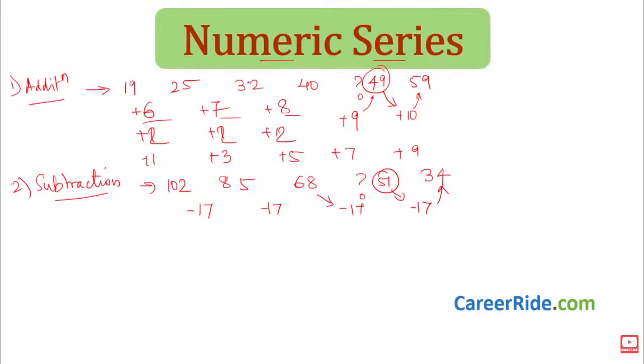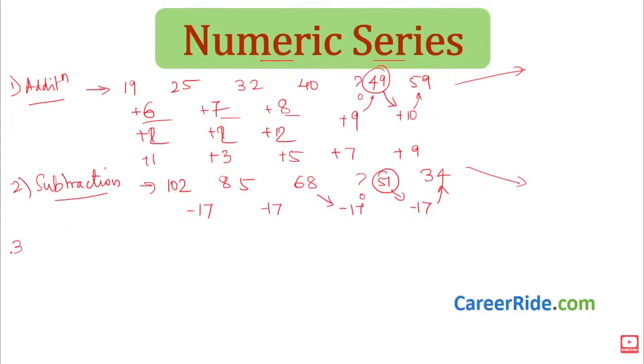So whenever a series is increasing, it is addition or multiplication, okay? Next number is greater than previous number. So 32 is greater than 19, 40 greater than 32, 49 greater than 40. So it is increasing like this. So it is an addition or multiplication series. In subtraction, the numbers decrease like this, okay? Even in division, the numbers will decrease, right?